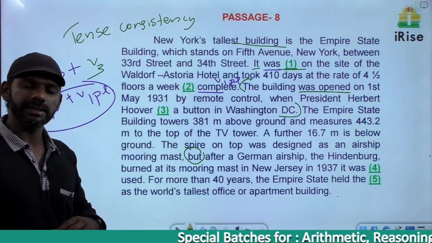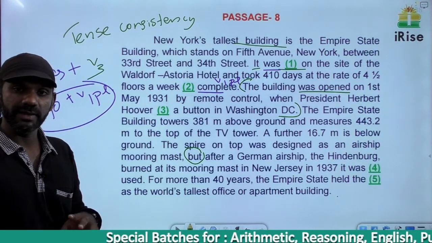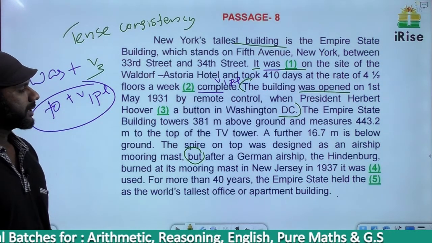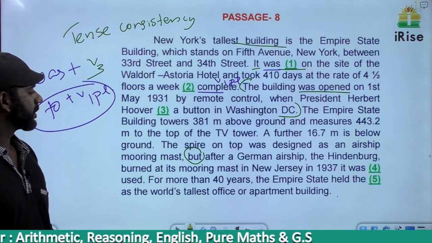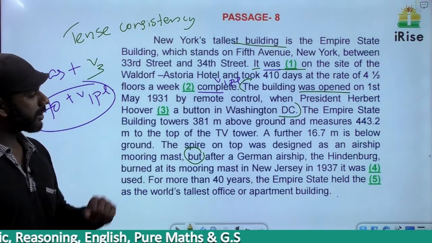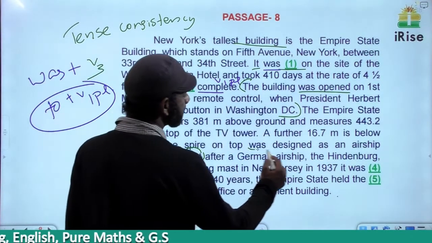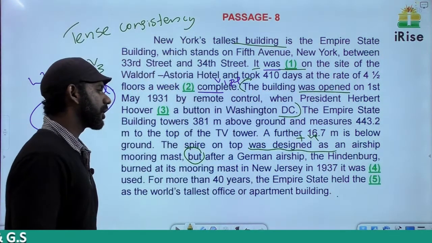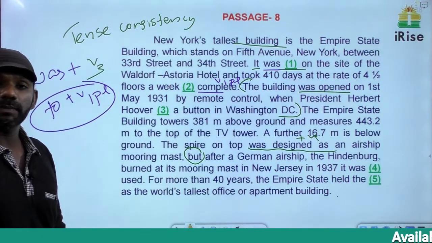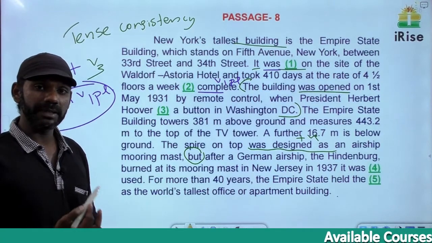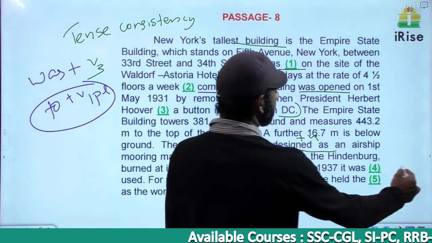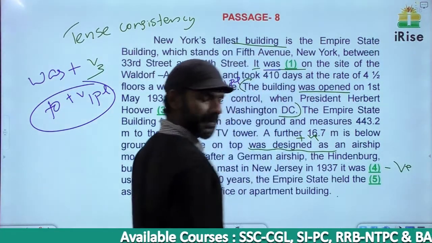A contrast indicator must always connect one positive idea and one negative idea. Come to the idea before but. A further 16.7 meters is below ground. The spire on top was designed as an airship mooring mast, positive. So but is a contrast indicator. The idea before but is positive. So the idea after but must be negative. That means blank 4 must be filled with a negative word.